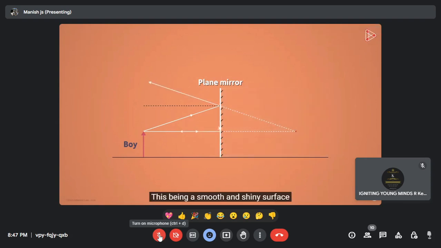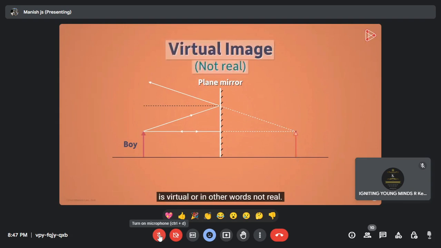This being a smooth and shiny surface reflects most of the light back and almost no light reaches behind. But yet, we have the perception that the light rays are coming from the point behind. So we just consider the top of the arrow here. We can do something similar for the remaining points on the object to get the complete image. So we say that the image formed here is virtual, or in other words, not real.